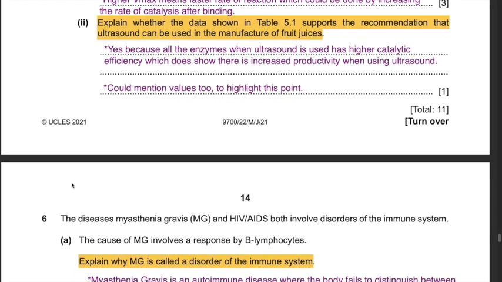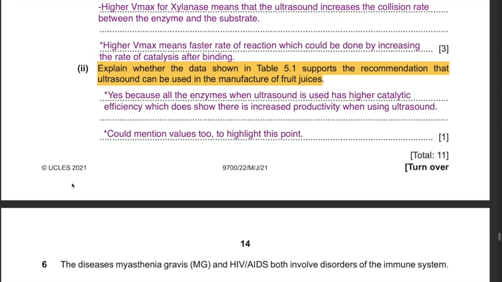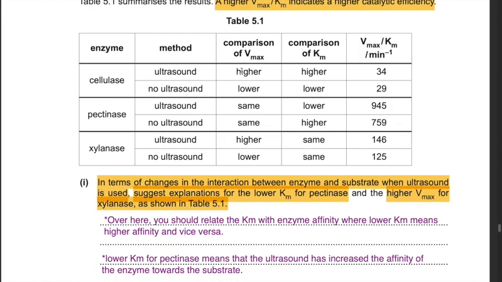Part 2. Explain whether the data shown in table 5.1 supports the recommendation that ultrasound can be used in the manufacture of fruit juices. My take over here is that yes, because all enzymes, when ultrasound is used, have higher catalytic efficiency, which does show there is increased productivity when using ultrasound. If you go to the table again, when ultrasound is used, higher catalytic efficiency is shown in all 3 of the enzymes, cellulase, pectinase as well as xylanase.